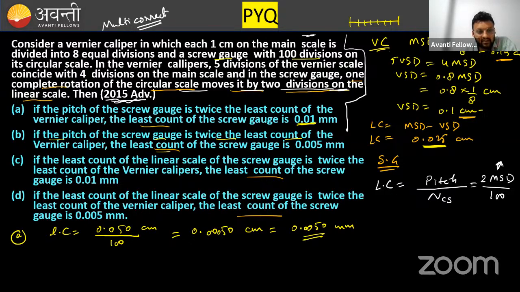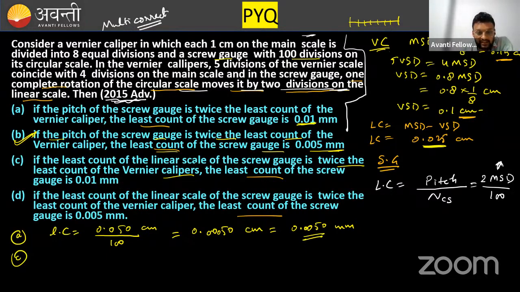I think same data, na? The least count of the screw gauge will be 0.05 mm. That is correct option. Third option, if the least count of the linear scale of the screw gauge is twice the least count of the vernier calipers. Now, कितने लोग इस डेटा को समझ गए? ऑप्शन सी में वो क्या कह रहे हैं?